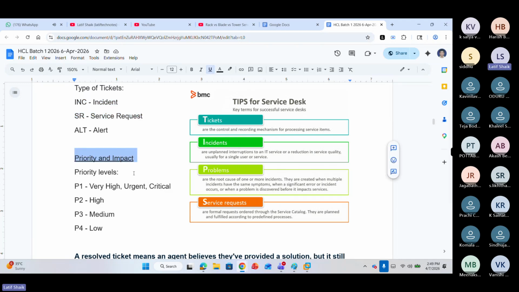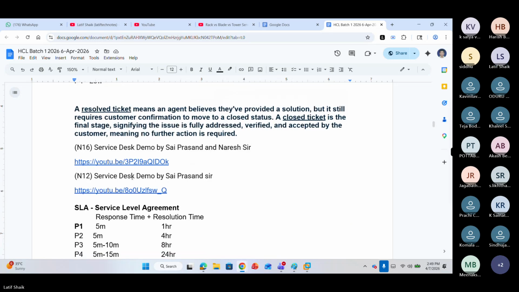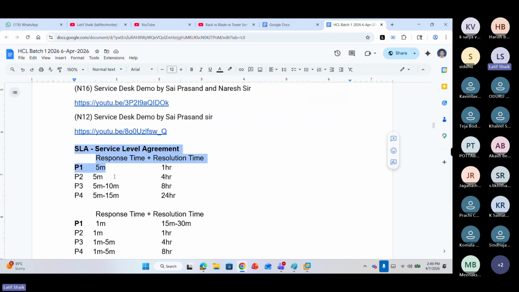Ticket priority and impact. What are the ticket priority levels, and how do you prioritize a ticket? When a ticket comes, how will you understand the priority of the ticket? Next, we have seen about this part.